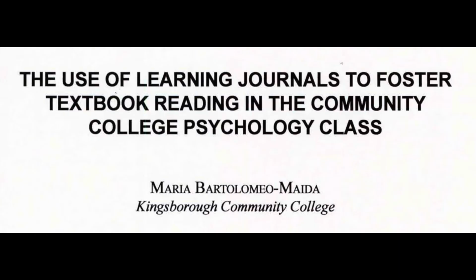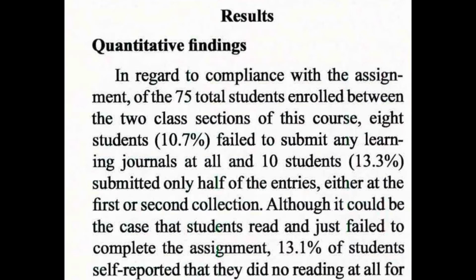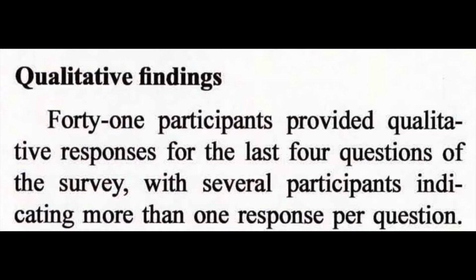So let's look at an example of a results section of a research paper. On pages 445 to 448, Bartolomeo Maida describes the results of her study in the article, The Use of Learning Journals to Foster Textbook Reading in the Community College Psychology class. She has two different results sections, which most researchers don't do.